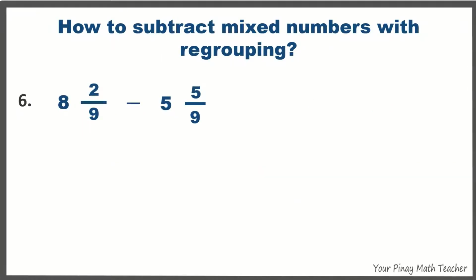Number 6. 8 and 2/9 minus 5 and 5/9. In this example, we cannot subtract the whole numbers and the fractions right away because our fraction 2/9 cannot be subtracted by 5/9. We have to do something. We have to rename or regroup 8. Since we cannot subtract 2/9 by 5/9, we have to borrow one whole from 8.